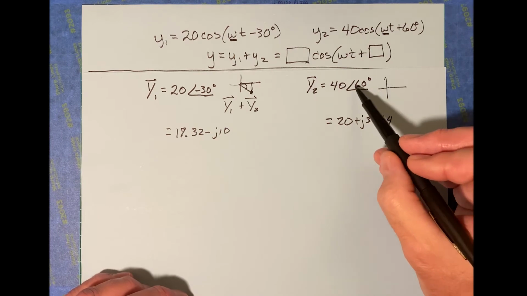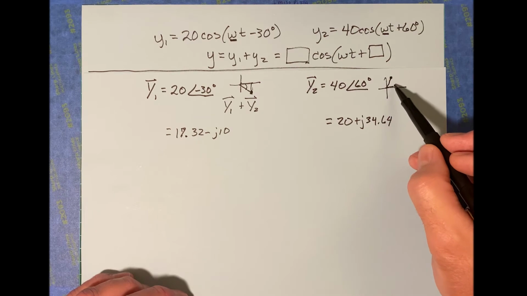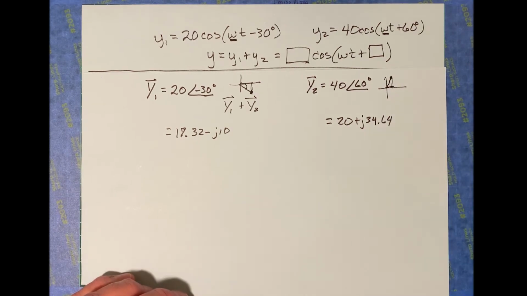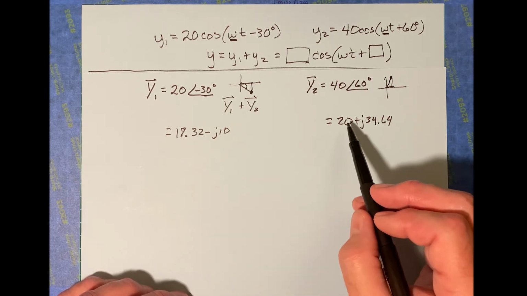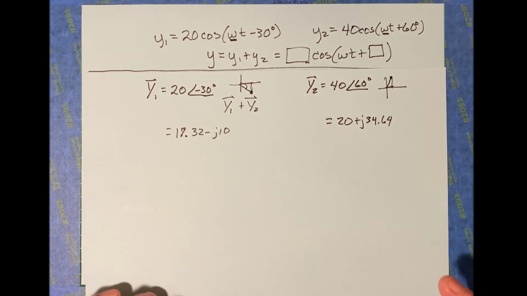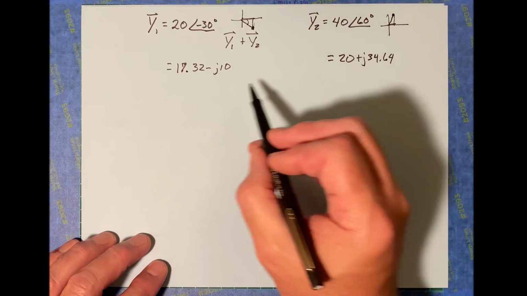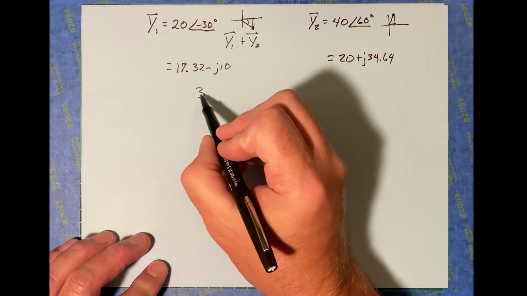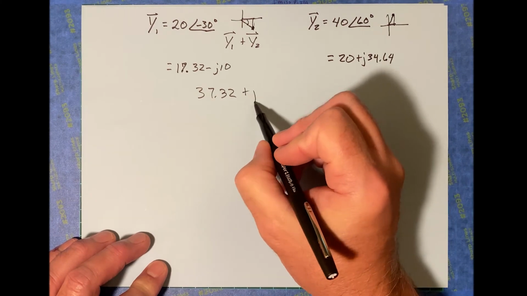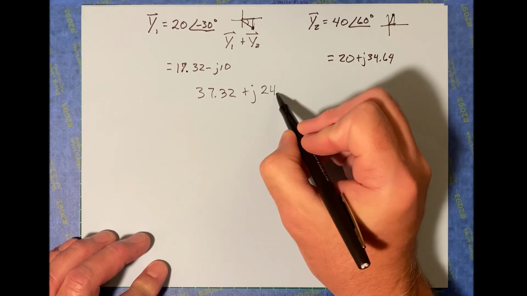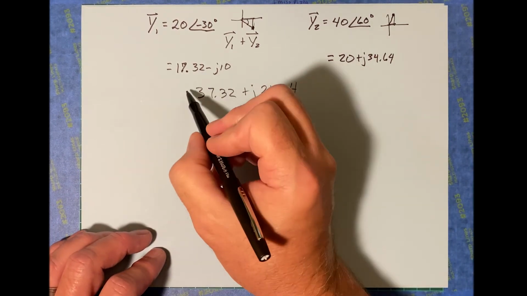For this one, it was 40 angle 60, so somewhere up in here. So that's going to have a positive X and a positive Y. Okay, now that I've got them in this form, it's going to be real easy to add them. You add complex numbers just by adding their real parts and their imaginary parts. So the real parts added together is 37.32, plus j24.64. Okay, so we've added those two together.